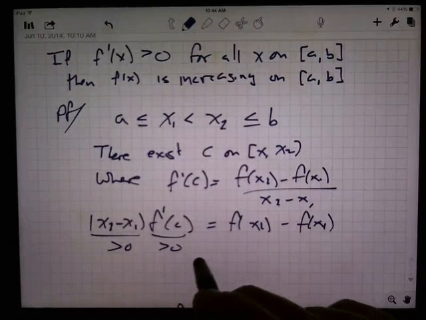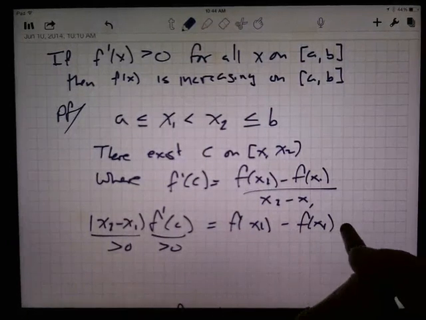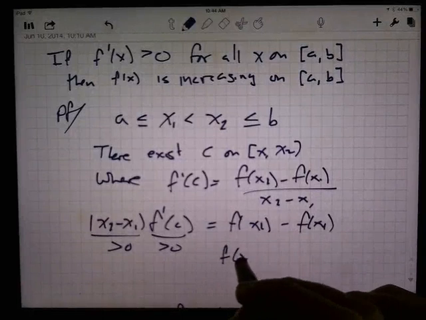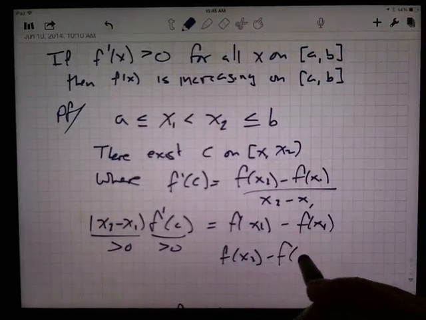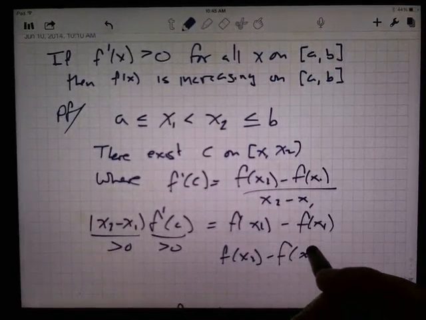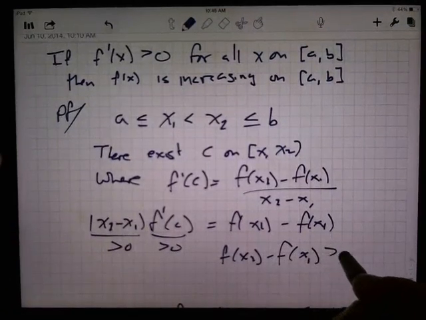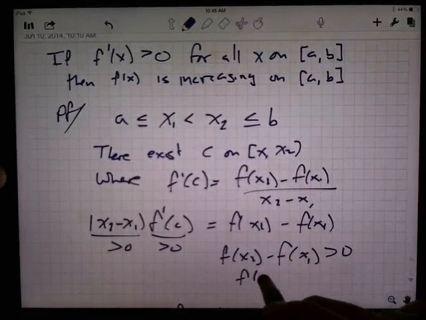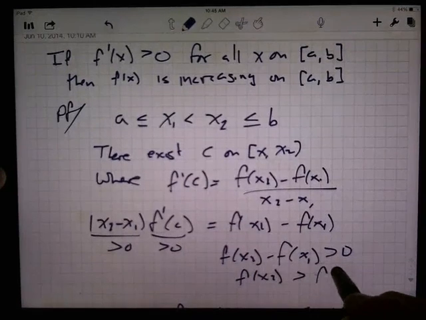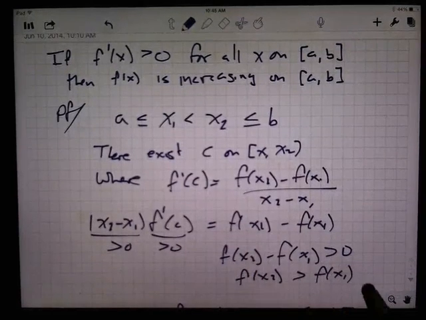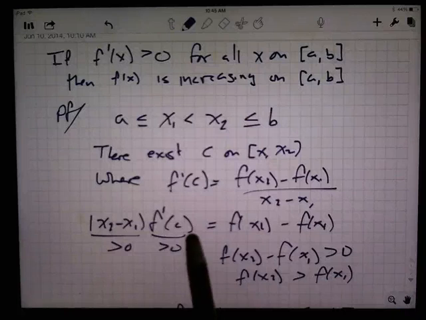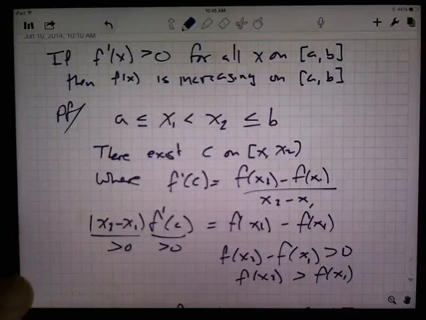So I've got this thing right here, f of x2 minus f of x1, is equal to that, which is bigger than 0. So this thing is bigger than 0. So f of x2 is bigger than f of x1. So the bigger x value has to give me the bigger y value because I got positive slopes everywhere in between. Okay. Likewise, next consequence.